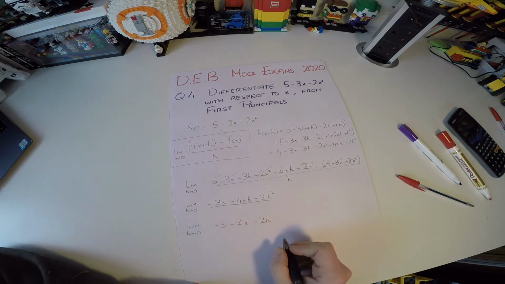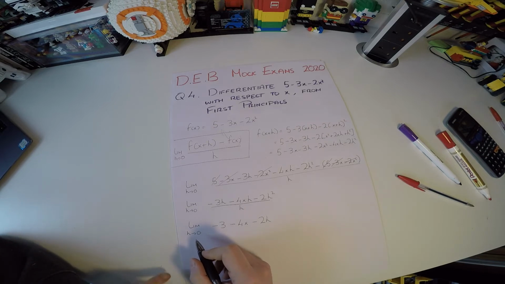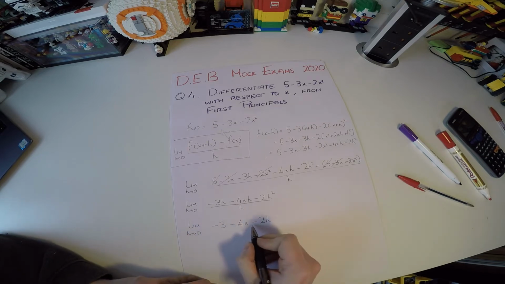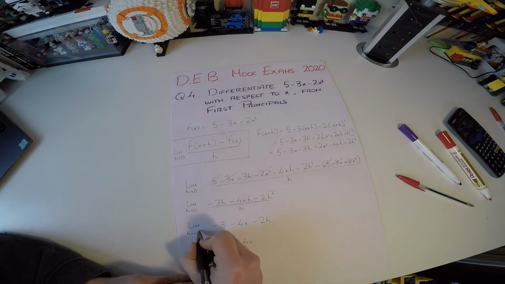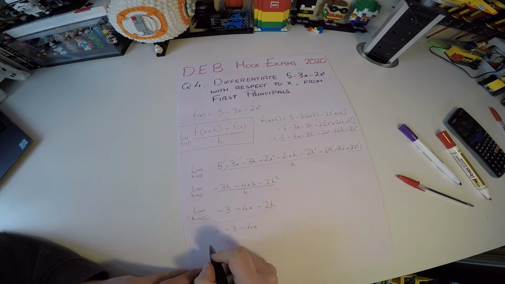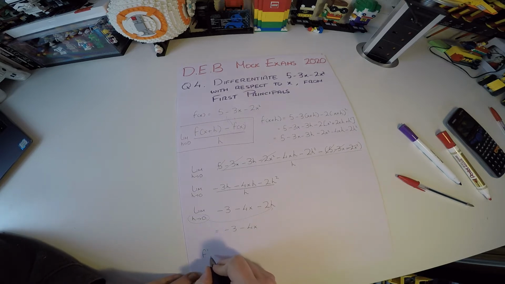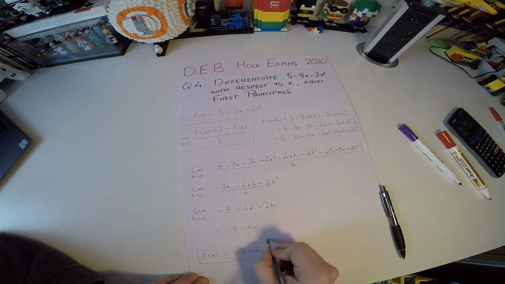So I'm nearly done. I'm down to here, and I have the limit as h goes to 0 of all this stuff. So as h tends to 0, this stuff here is not affected by h. This stuff's not affected by h. This clearly is. So when I take this limit, I'm going to have minus 3 minus 4x. The h going to 0 turns this h into 0, which knocks out that term. So I'm done now. The derivative of f of x should be minus 3 minus 4x, and we've used the first principles method to do that.